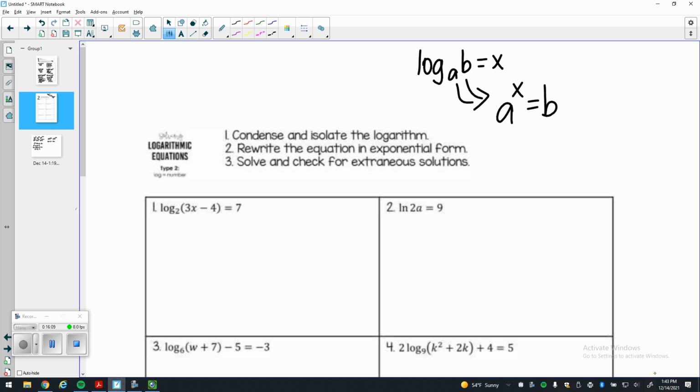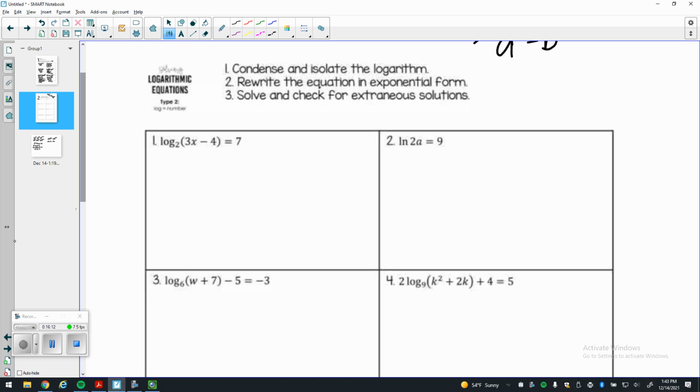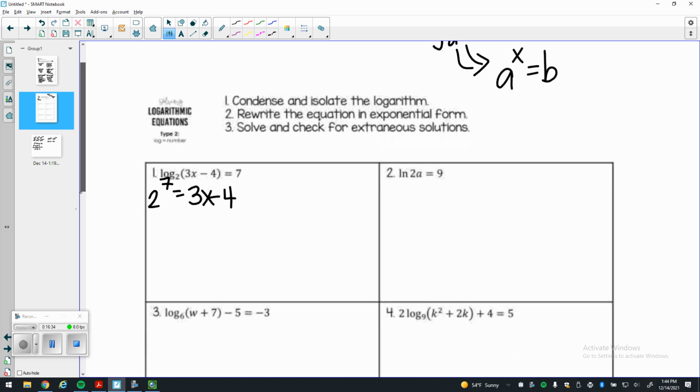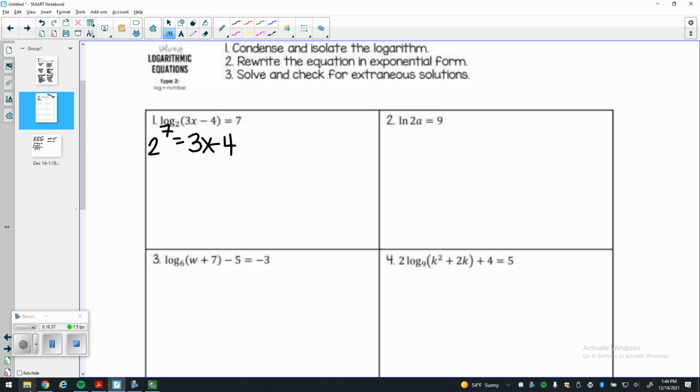I am now expecting that, so we're going to do it now. If we look at number 1, that's logarithmic form. I need to change it to exponential. What's my base? 2. What's my exponent? 7, and it's going to equal 3x minus 4. What do you do from here? You find out what 2 to the 7th is. Put it in your calculator. It's 128, so 128 equals 3x minus 4.